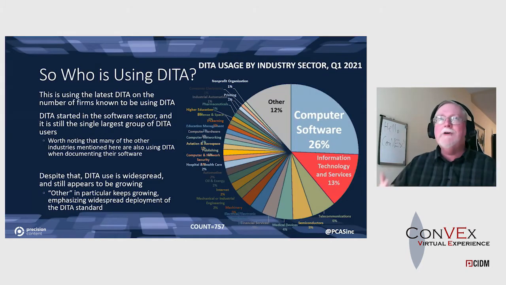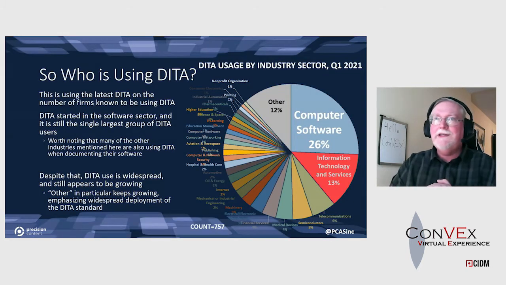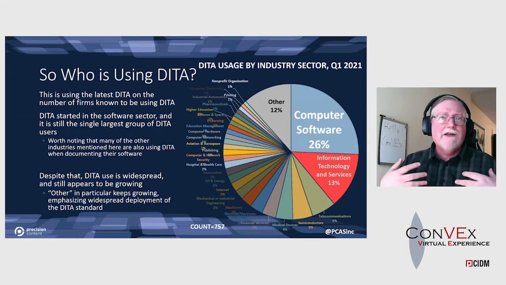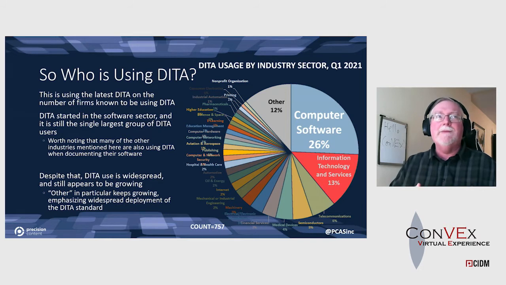So in terms of who is using DITA, what you see here is the latest information I have on the number of firms known to be using DITA, which at this point is 757 different firms, and then this pie chart essentially assembles the various company types that are being used. So DITA started in the software sector and is still the single largest group of DITA users at over 26% of the firms that I've been able to track.